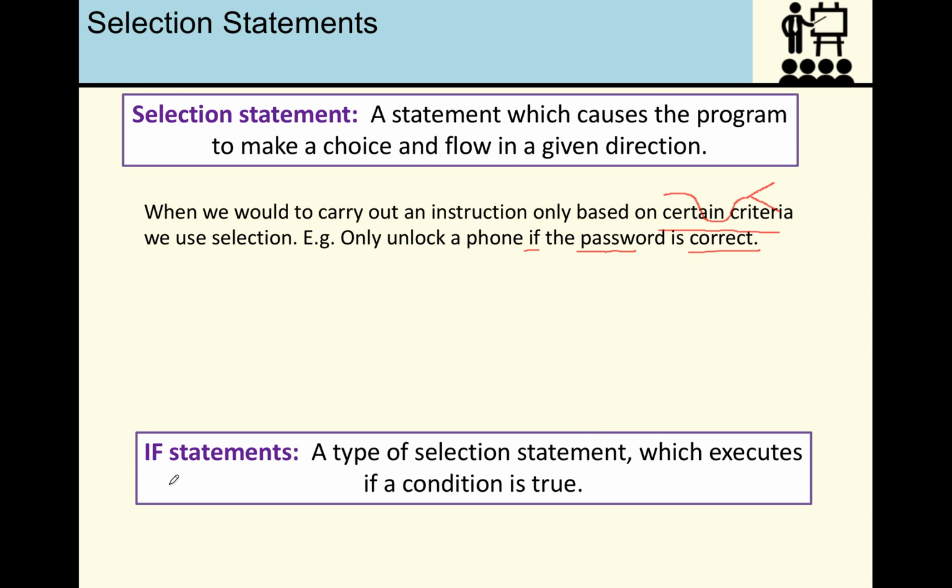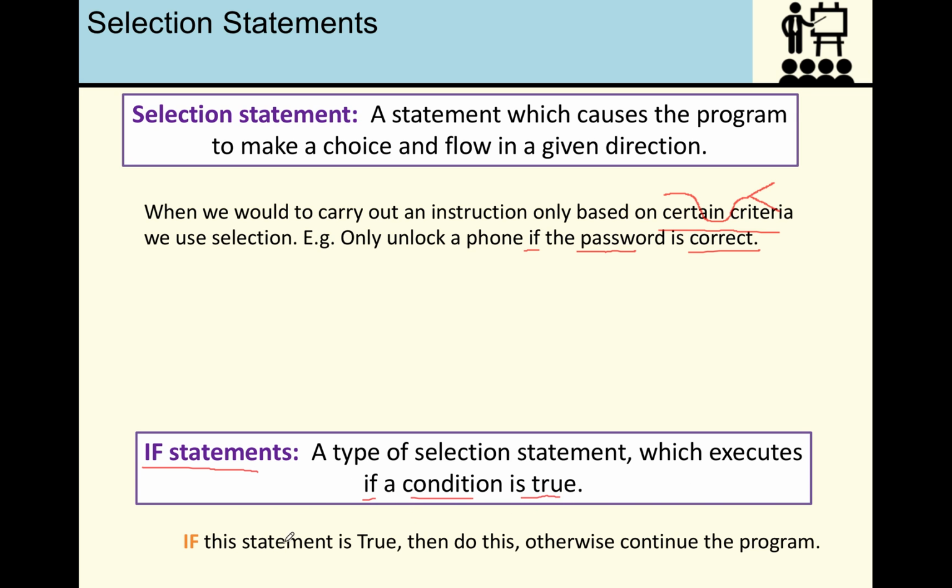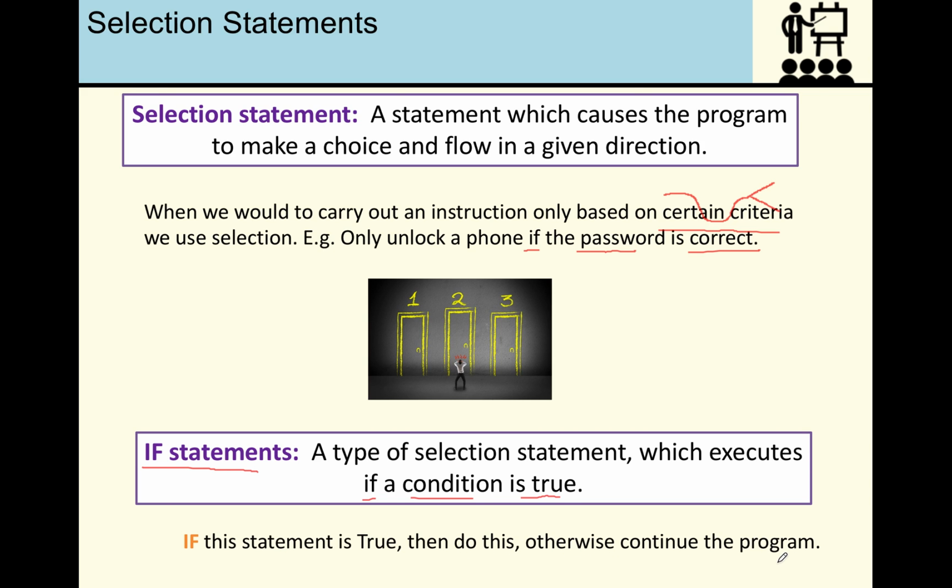When we use selection, one type of selection is using an if statement. If statements are a type of selection statement which execute if a condition is true. If this statement is true, then do this. Otherwise, continue the program. If the contestant chooses door number 1, open door number 1.